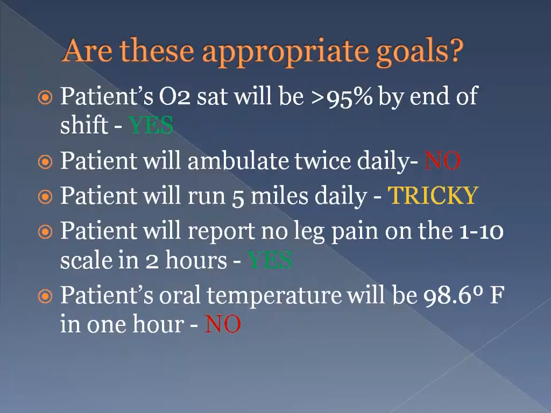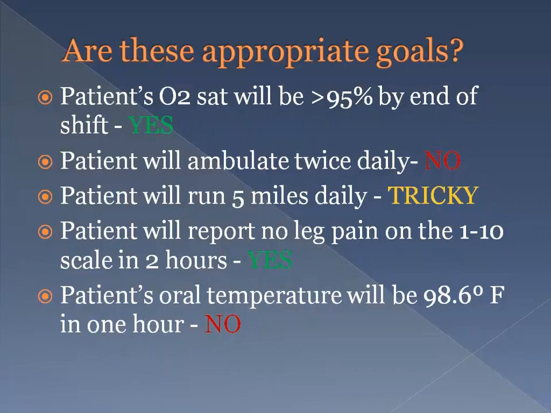Patient will ambulate twice daily. It's about the patient and it says when, but it doesn't tell us how far. So it's not an appropriate patient goal. If we were to say how far we wanted the patient to ambulate twice daily, then it would be an appropriate goal.